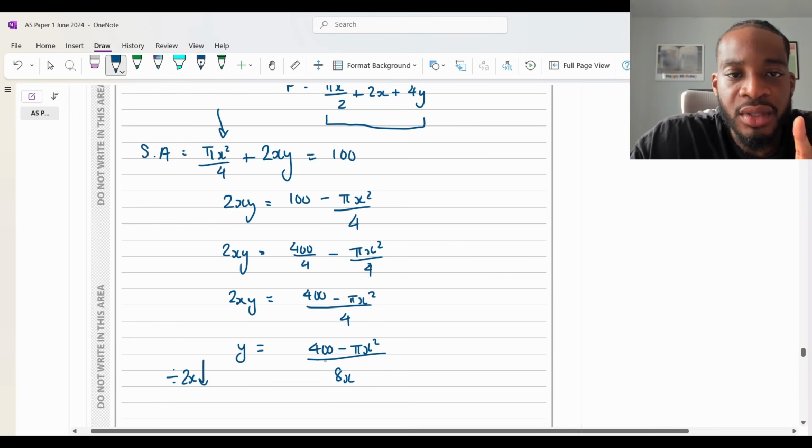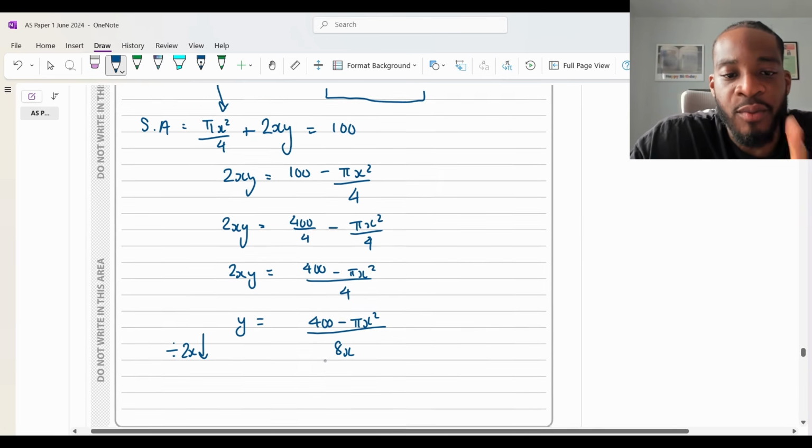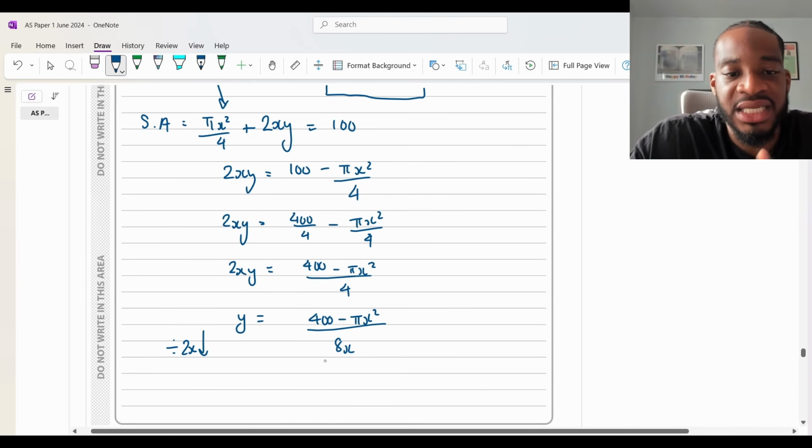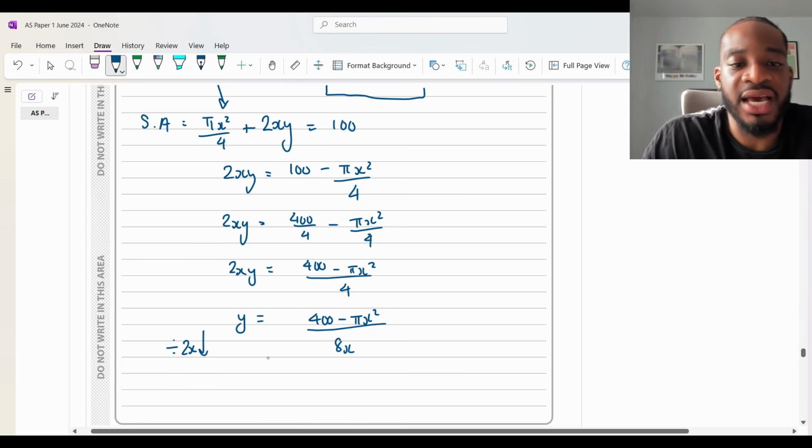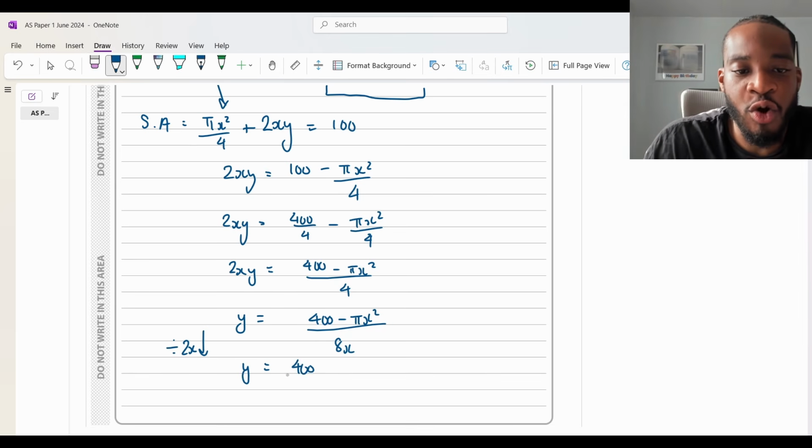Now, before I plug it in, I'm going to do a bit of simplification because I can see x's cancel, and so does the 4 and the 8s and so on and so forth. So let me separate this. So it becomes 400 over 8x minus pi x squared over 8x. And then simplifying that, 400 divided by 8, 4 goes into 4 once, 4 goes into 8 twice. So it becomes 100 over 2x.